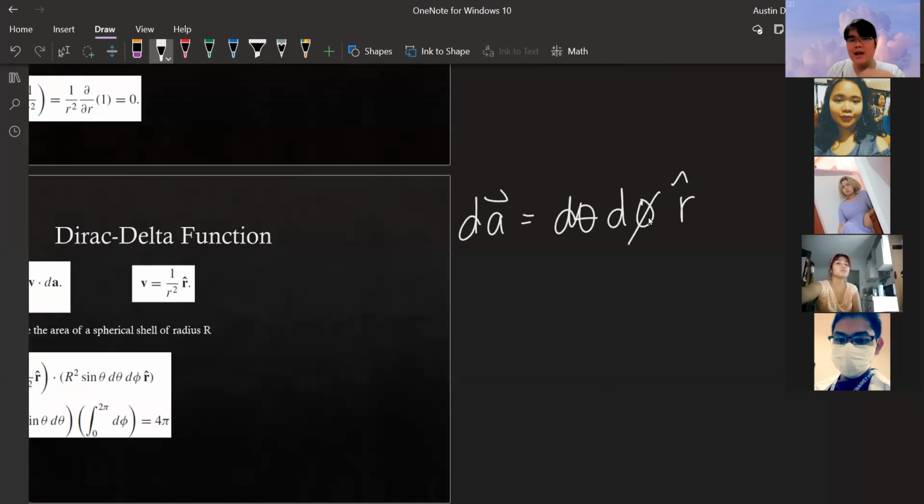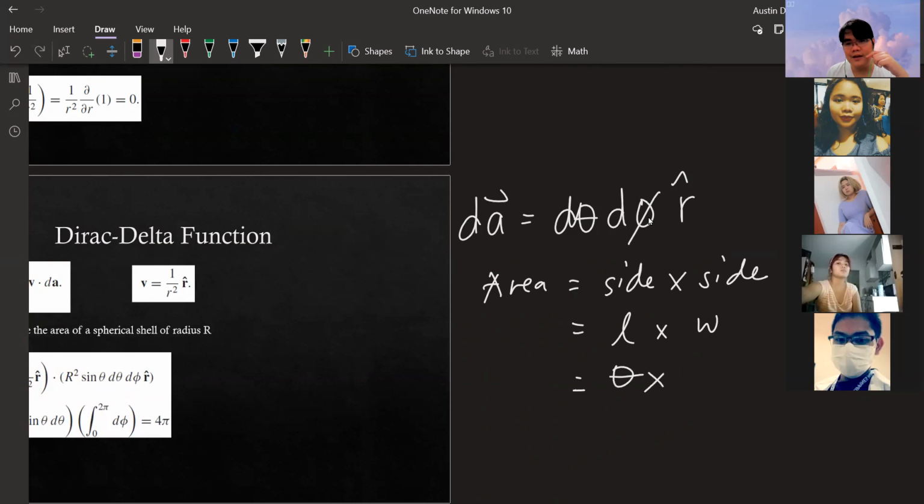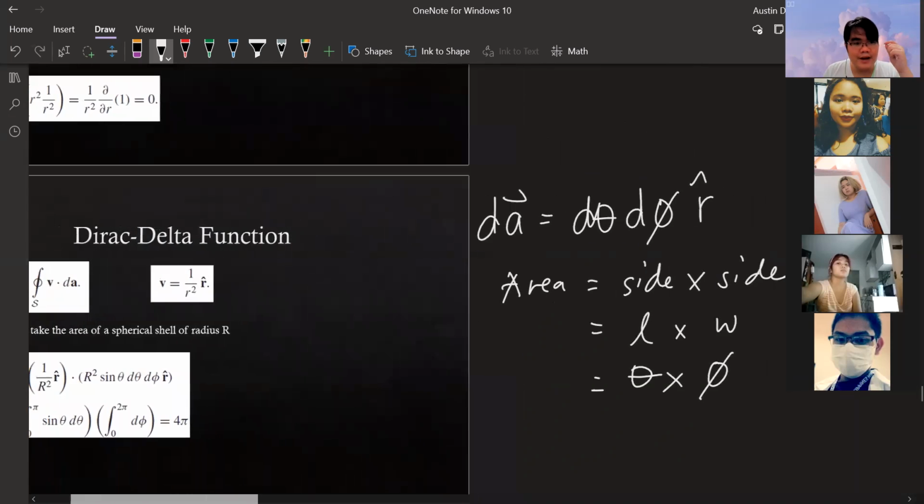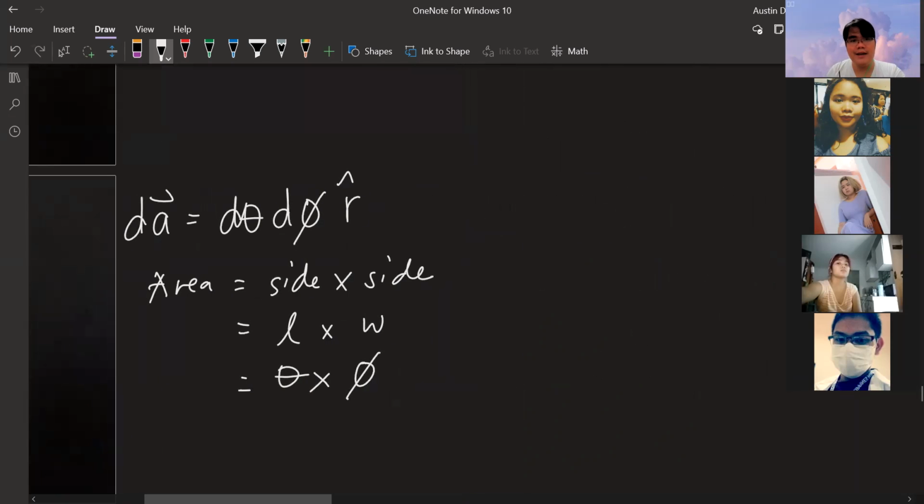Okay? So kasi sa usual natin na area, di ba? Ang area is just side times another side. Pag square shell, length times width. In the same way, kung theta at phi, parang ganun lang din. Pero ito kasing pag curved coordinates ka na, kailangan mo ng scaling factors. Okay? So, ang scaling factor ng isang sphere is r squared sine theta. Okay? R squared sine theta.